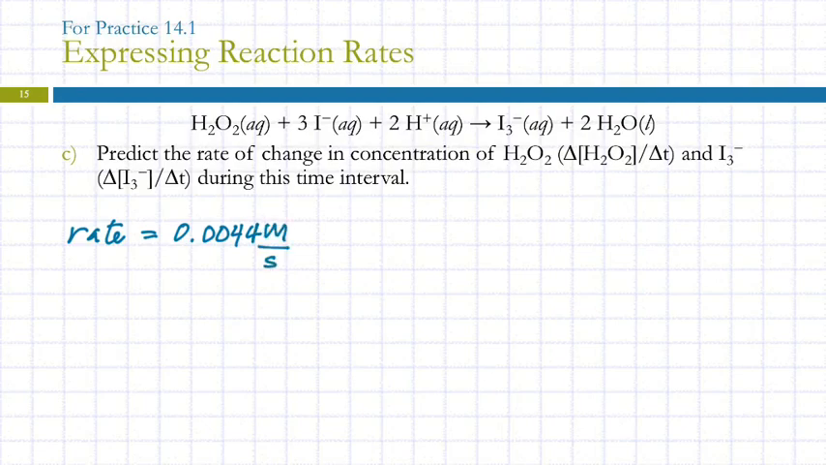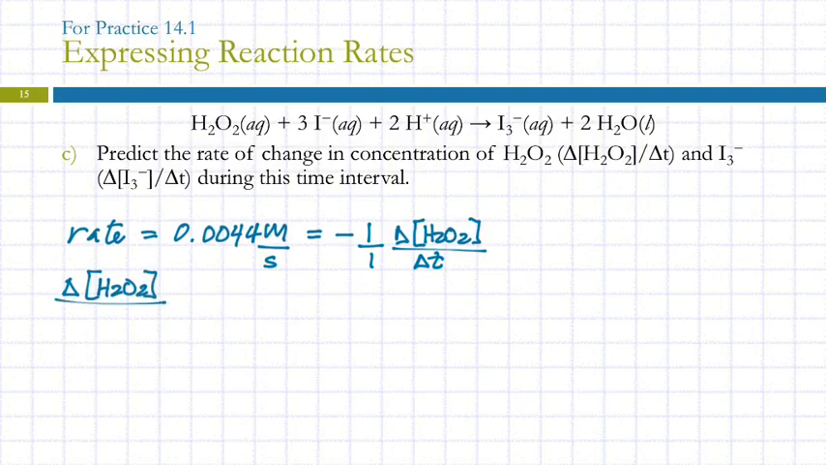And looking at the H2O2, the H2O2 has a coefficient of 1, so the rate is equal to minus 1 over 1 delta H2O2 divided by delta T. So then delta H2O2 divided by delta T, the rate of change in the peroxide, is just going to be negative 0.0044 molarity per second.